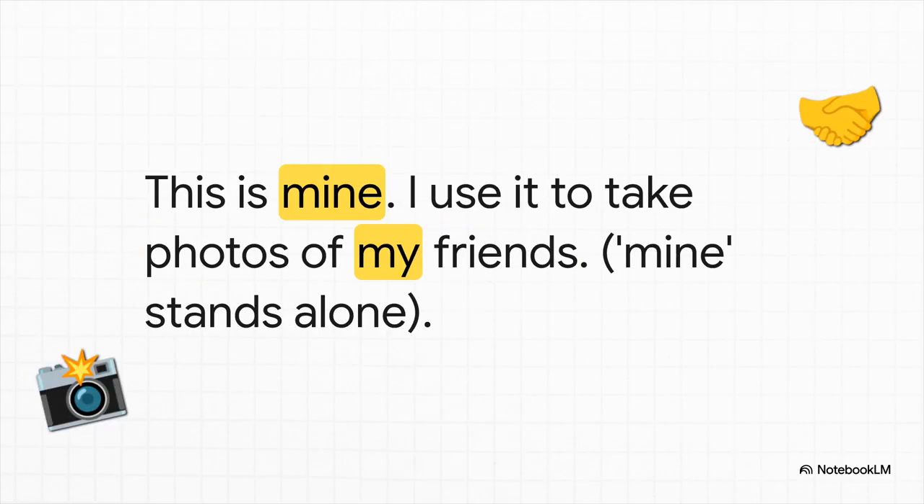This sentence says, this is mine. See, mine is standing alone, proud and strong. But then it goes on. I use it to take photos of my friends. Aha! Now we use my because it's followed by the noun friends. It's starting to make sense now, isn't it?